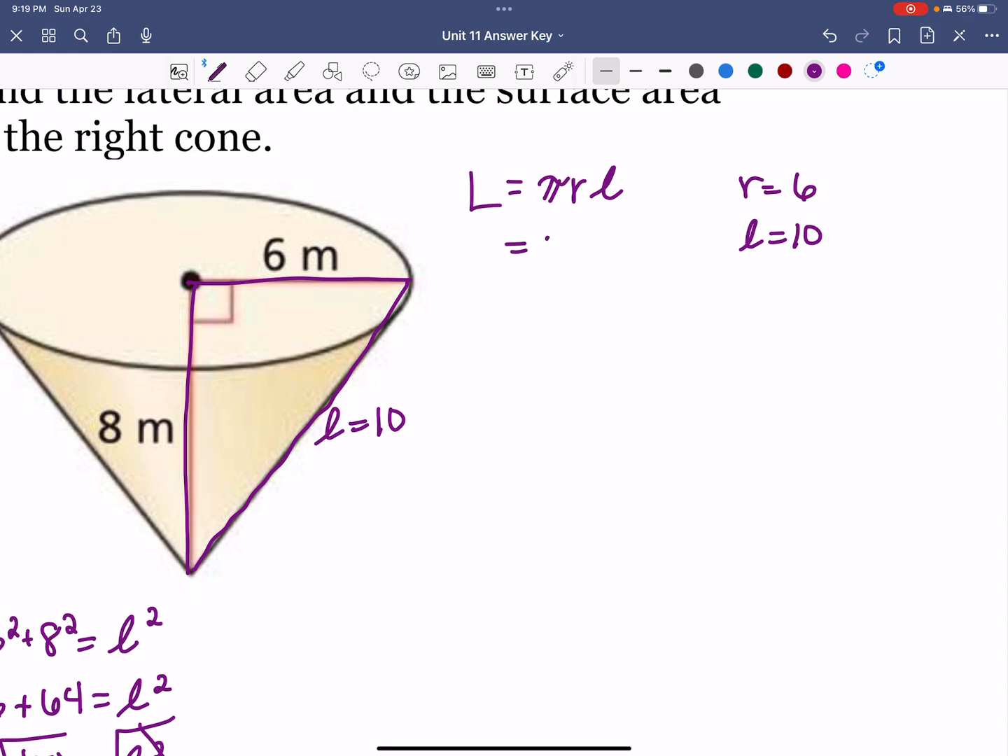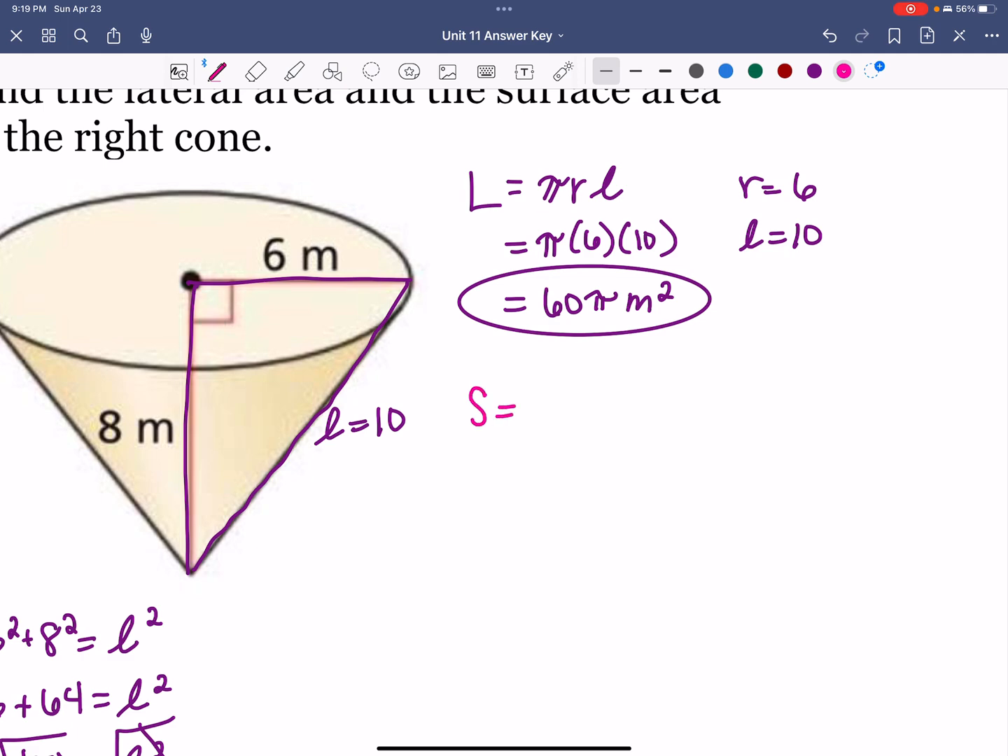So I plug this in, pi times 6 times 10. This ends up getting me 60 pi meters squared. And I'm going to leave it there for now, because then I'm going to plug it into my formula down here for my surface area, which is going to be the area of the base, or pi r squared, plus that lateral area.